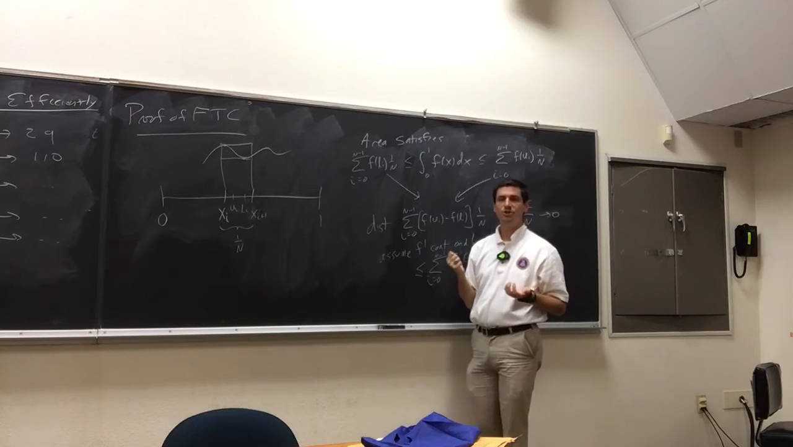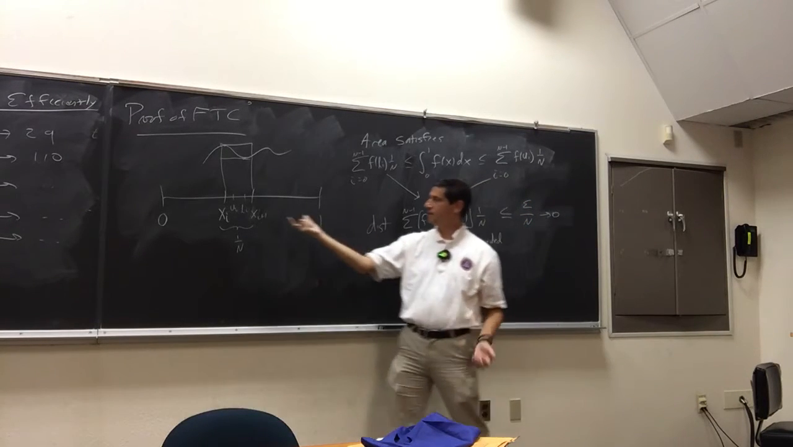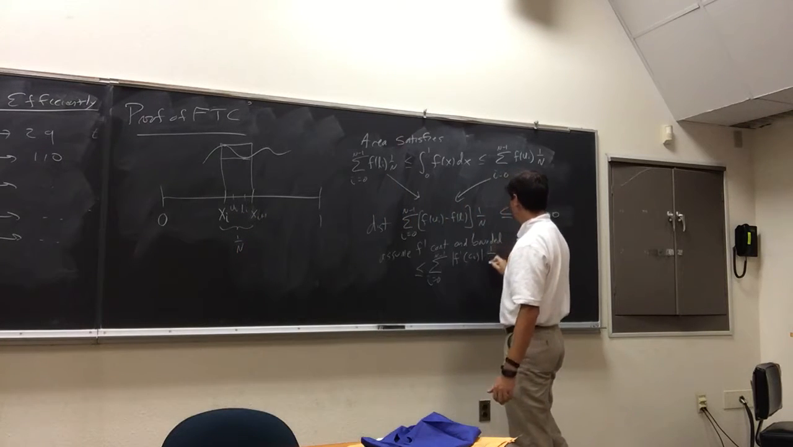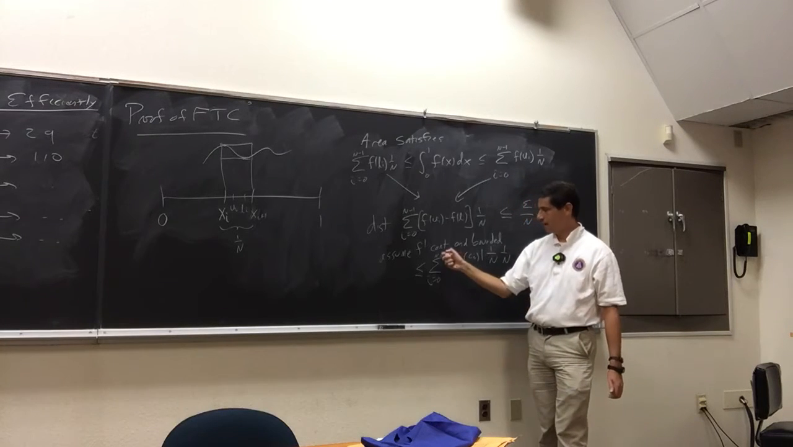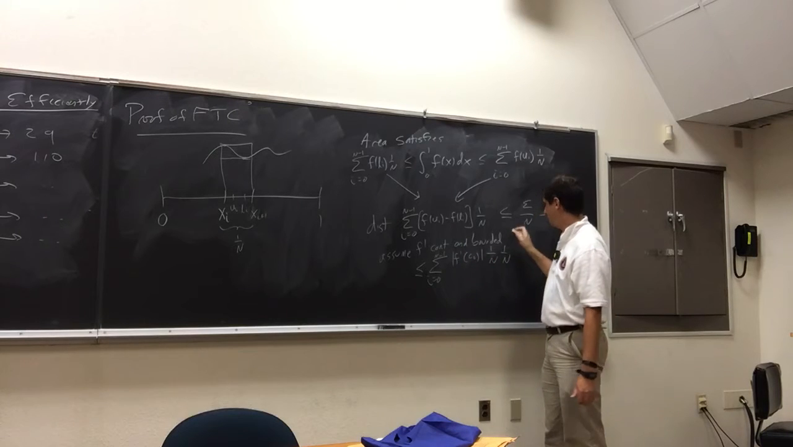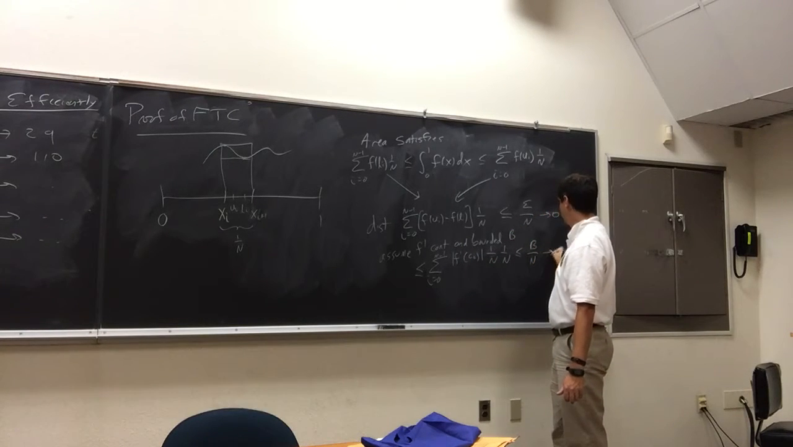What's the furthest apart ui and li could be? x_{i+1} minus x_i. How far are these? They're just 1 over n. So we would get 1 over n, and we would have a 1 over n from this. We have n terms, and if we assume that this is bounded by, say, b, this would be less than or equal to b over n, which will tend to 0.